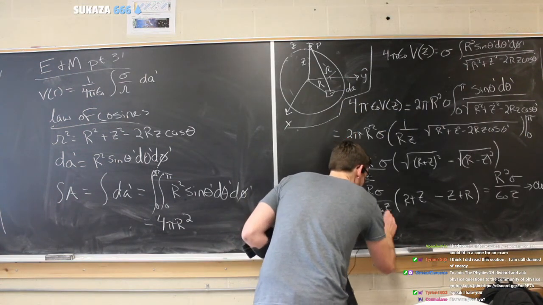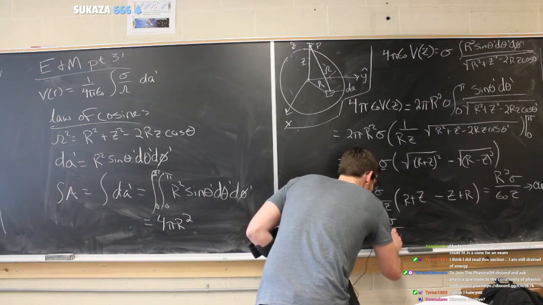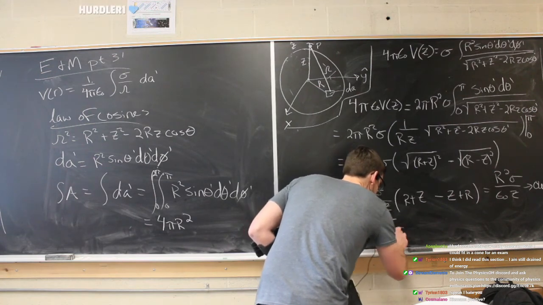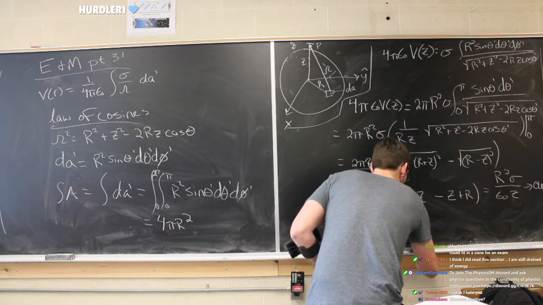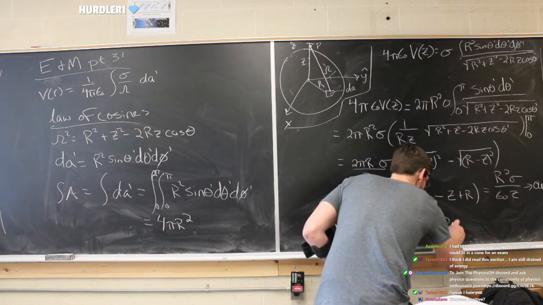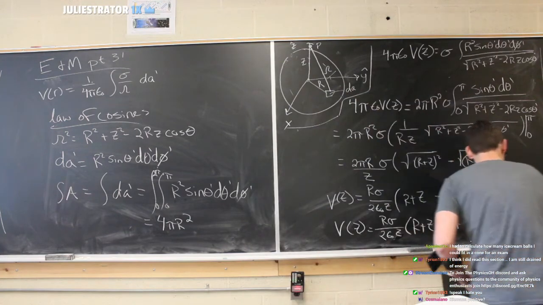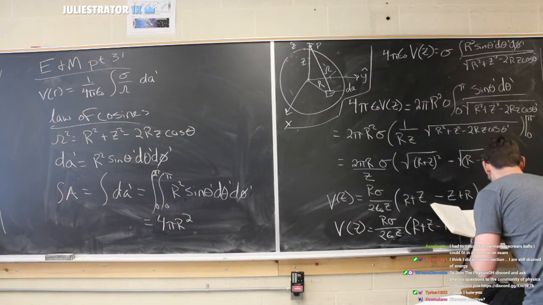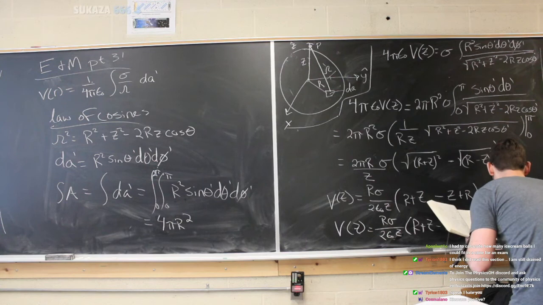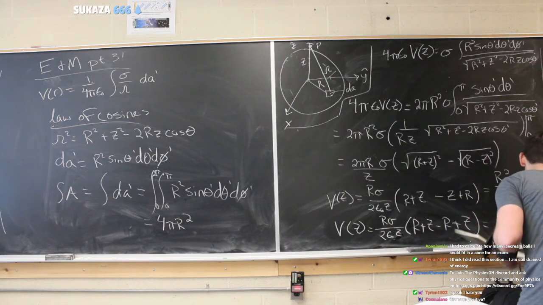Z is equal to r sigma over 2 epsilon naught times z, and then r plus z minus r plus z. And what do we get? We just get the other version of this, which is r sigma divided by epsilon naught. And this is for inside.